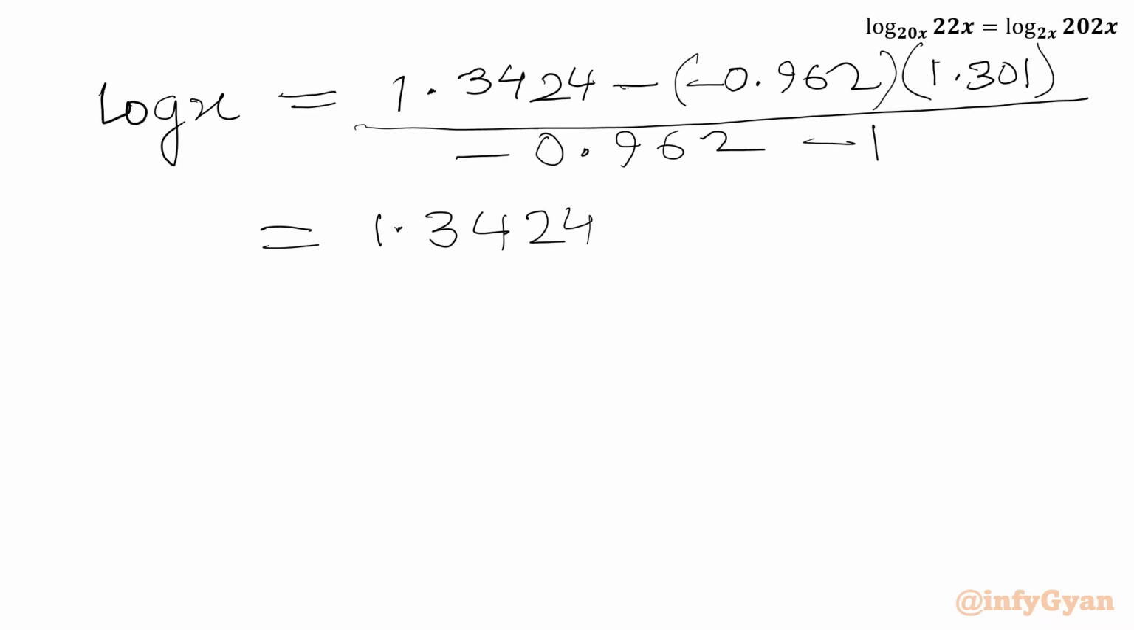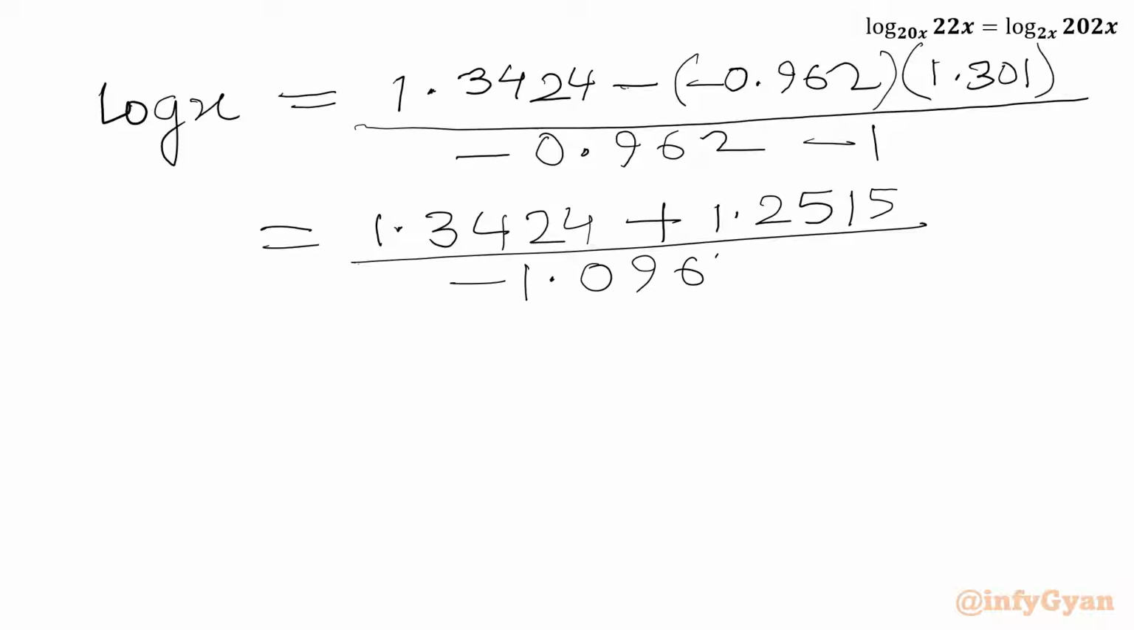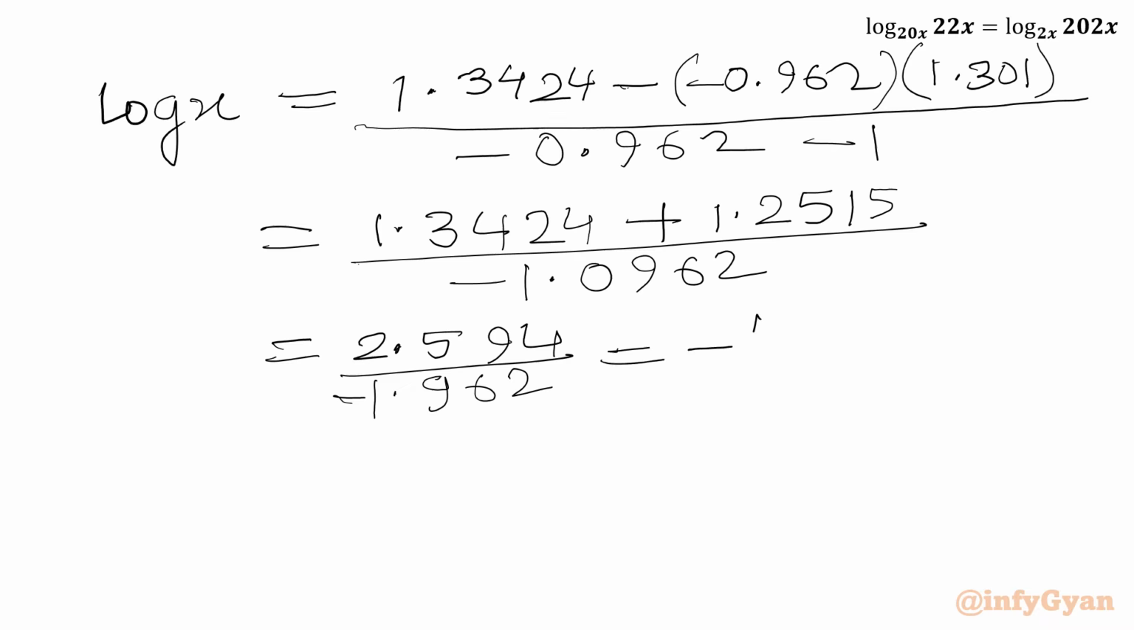So let's simplify. 1.3424. Minus times minus becomes plus 1.2515 over negative 1.0962... which will be equal to 2.594 over minus 1.962. Now we will divide both the numbers and we can get minus 1.322.